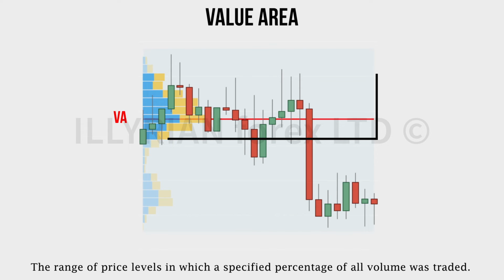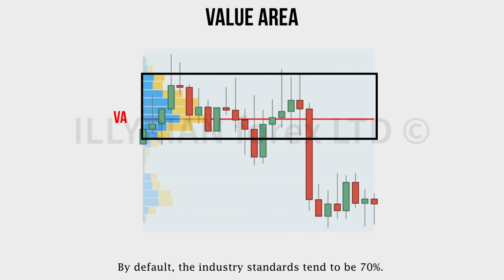The range of price levels in which a specified percentage of all volume was traded. By default, the industry standard tends to be 70%.